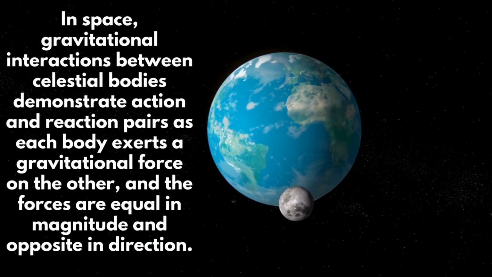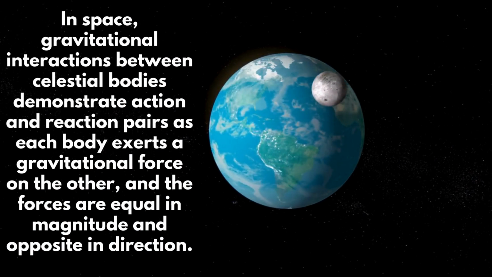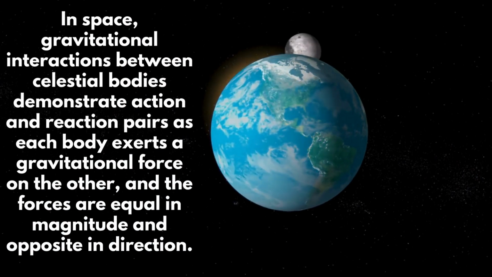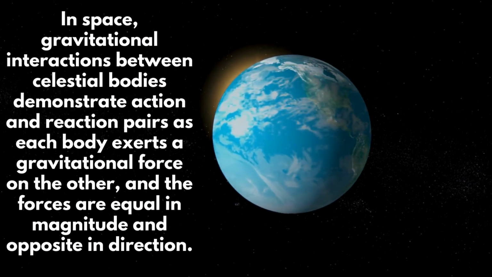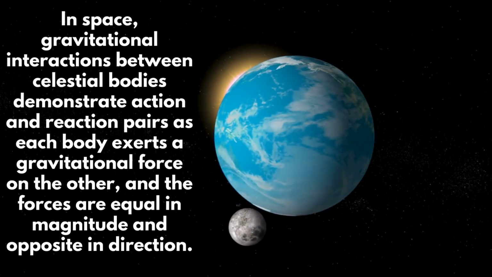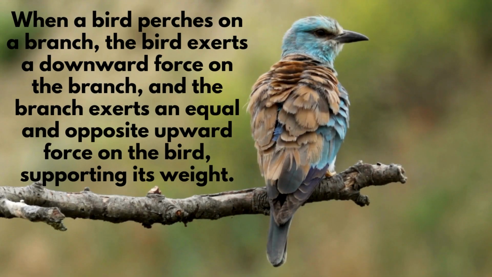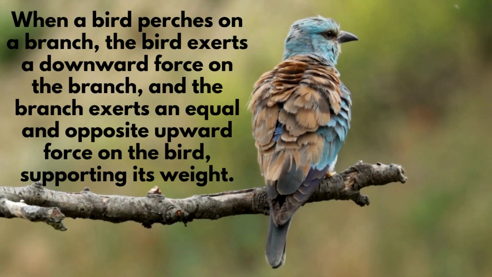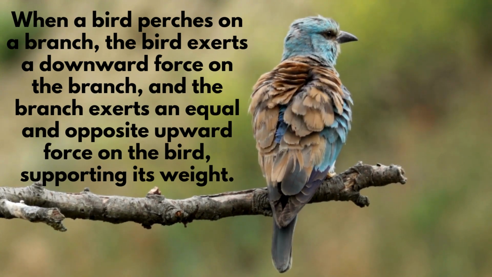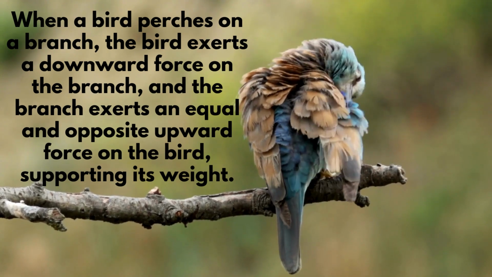In space, gravitational interactions between celestial bodies demonstrate action and reaction pairs as each body exerts a gravitational force on the other, and the forces are equal in magnitude and opposite in direction. When a bird perches on a branch, the bird exerts a downward force on the branch, and the branch exerts an equal and opposite upward force on the bird, supporting its weight.